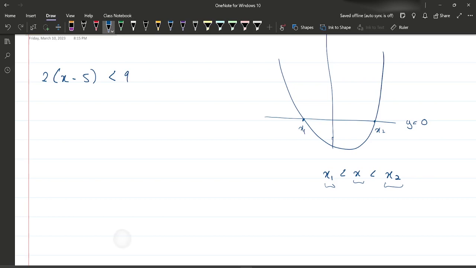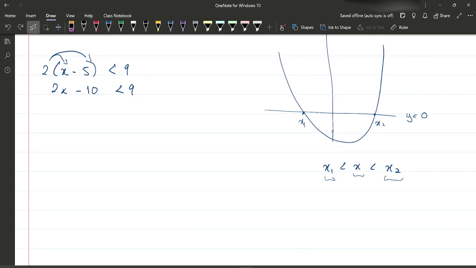That's pretty simple. You can first distribute. That'll be 2x minus 10 less than 9. By the way, this acts exactly like an equal sign, so don't bother worrying about how this works. So 2x, and then we can take the minus 10 to the other side, giving us 9 plus 10. This gives us 19. And then 2x less than 19, so x will be less than 19 over 2, 9.5.